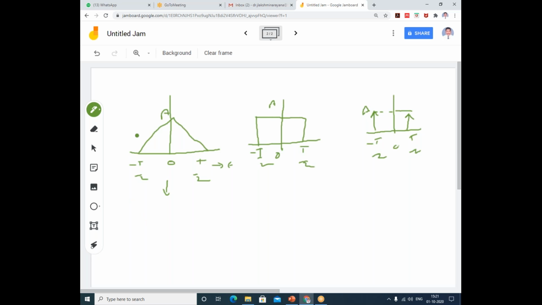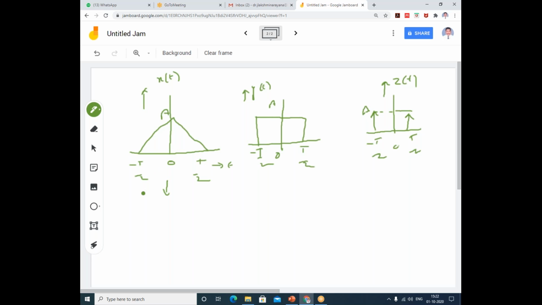Assume that this is x of t, and this is y of t, and this is z of t. I'm taking three different waveforms to represent, so I use the notation x, y, z. But there is a relation between x, y, z. We'll see that. Now, please tell me, we have already solved such types of examples in the previous classes.